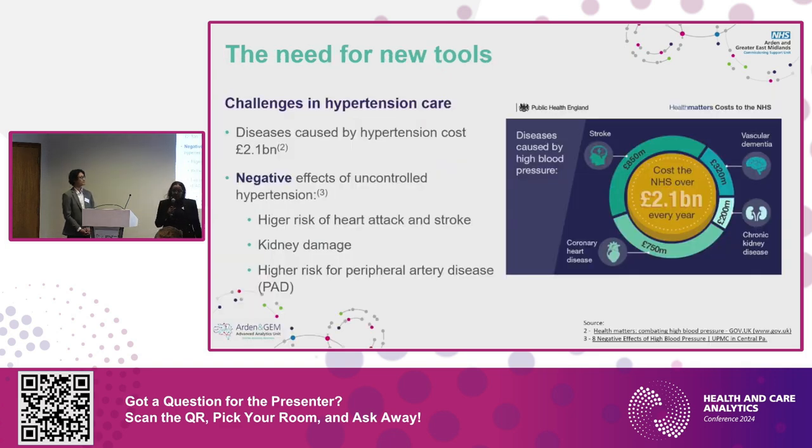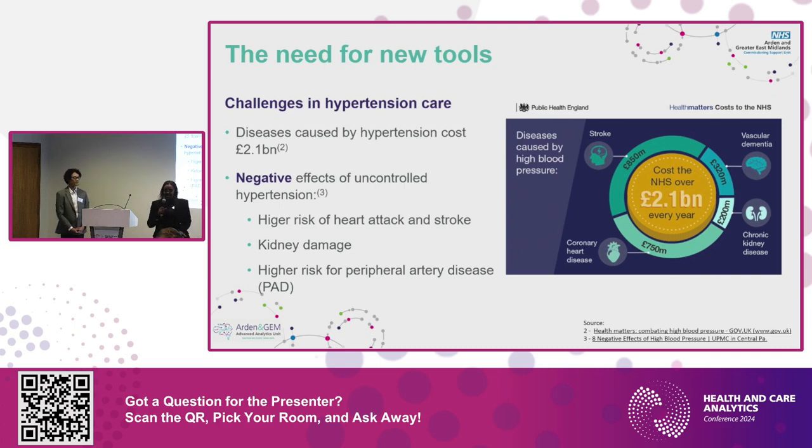So now, why do we need a hypertension case-finding tool? NHS England, Public Health England has stated that disease caused by hypertension costs the NHS £2.1 billion every year. And the negative effects of uncontrolled hypertension are higher risk of heart attack, of stroke, but also higher risk of peripheral artery disease.